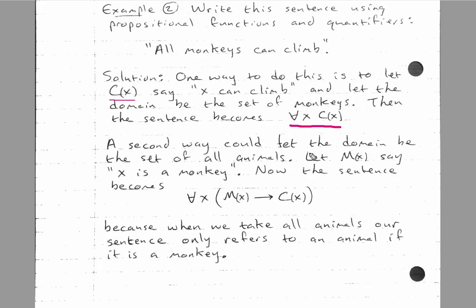Another way to do this question, if you let the domain be the set of all animals, and then to specify monkeys, let m of x say x is a monkey. Okay, so now the sentence becomes for all x, so for all animals now, if you're a monkey, that implies you can climb.